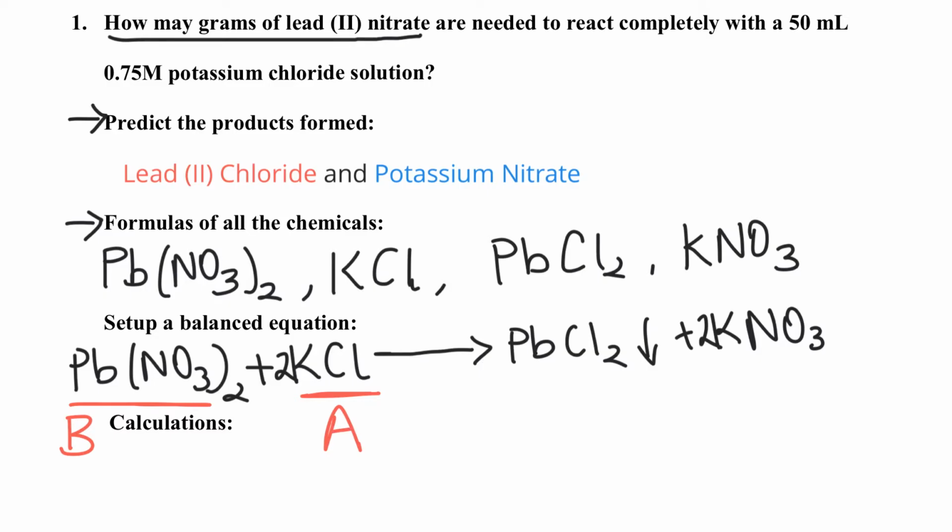In this question, lead nitrate, which is this chemical right here, is your B chemical, and potassium chloride, which is this chemical right here, is going to be your chemical A. Now, what do we know about chemical A? We know that there's 50 mils of it, and it has a concentration of 0.75 molar. Using these two pieces of information, and by using this formula, you can easily find out how many moles you have. All you need to do is put the numbers in and multiply these two, and you should have your answer.